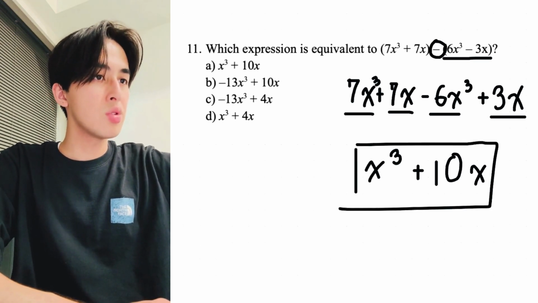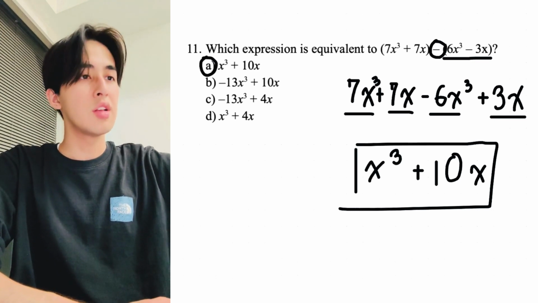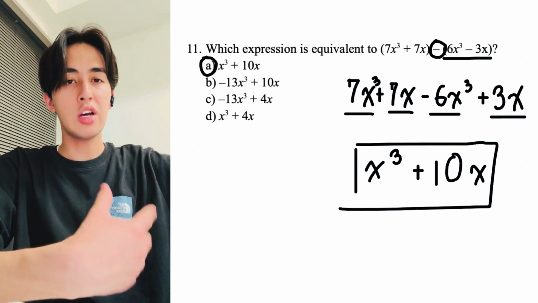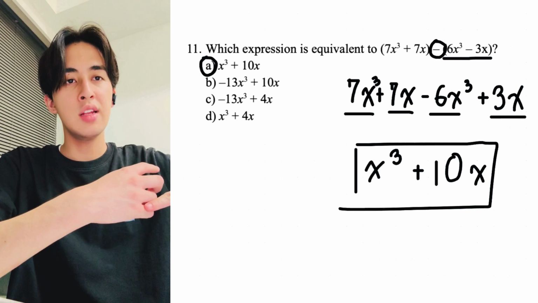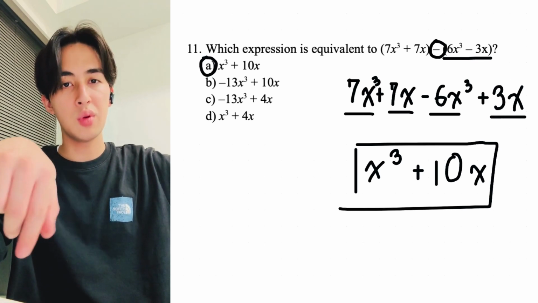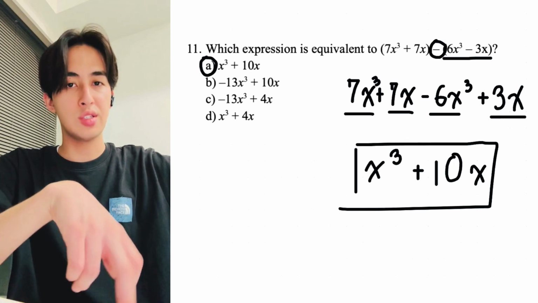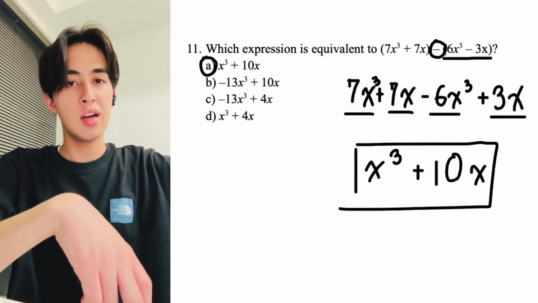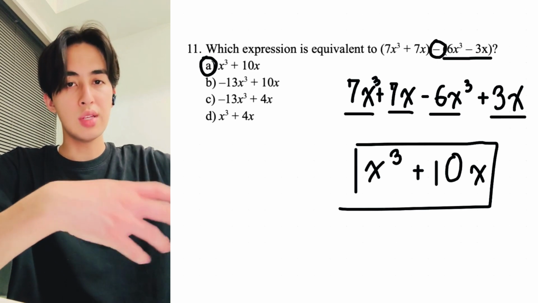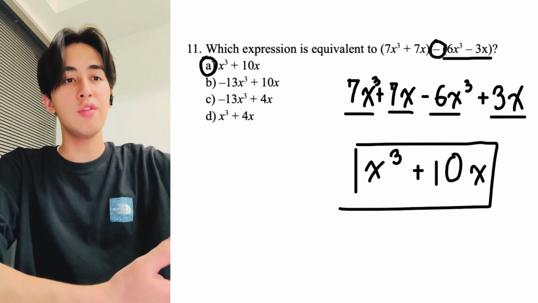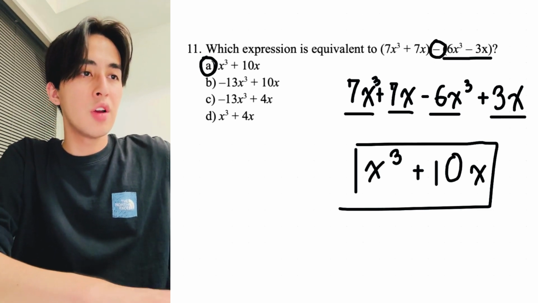So when you look at your answer choices, that means that the answer has to be A. And just like that, very straightforward. You take out the parentheses, and by doing so, you flip the sign of the 6x cubed and the 3x because of the presence of the subtraction sign. Remember, you don't flip the sign if it's addition, but you do if it's subtraction. Then once you do that, you combine the like terms, and you're left with x cubed plus 10x. So your answer is A. Just like that, very straightforward.